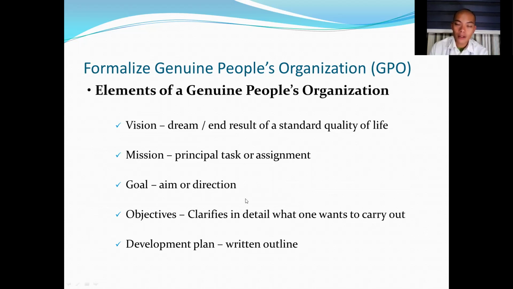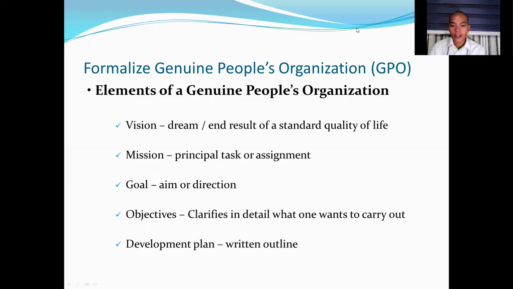One element also of your GPO is your objectives. It clarifies in detail what one wants to carry out. So the objectives are a breakdown. Specifically, what are the objectives that we would like to do one by one to achieve the goal, the mission, and the vision. And also the development plan. It is a written outline of the things that you would like to plan out and implement in the community.